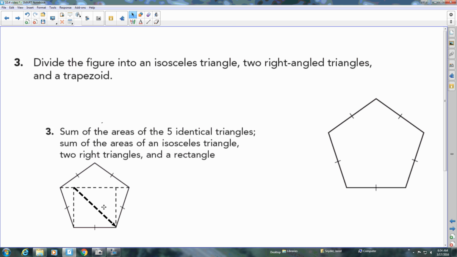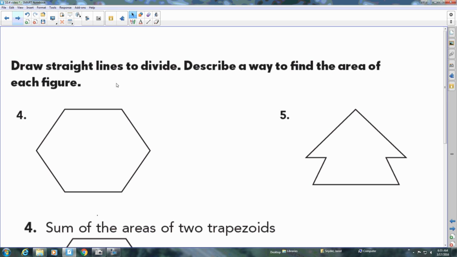That's one way. I would probably just pull that out, find the area of this, add the area of each one of these. You should have it describing one way of doing that, but I do like the fact that you could do all triangles.